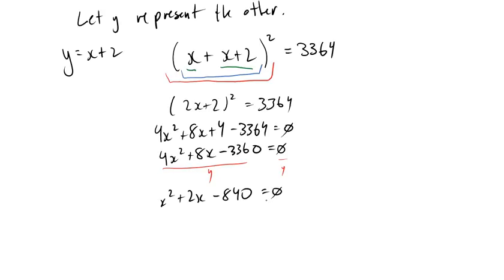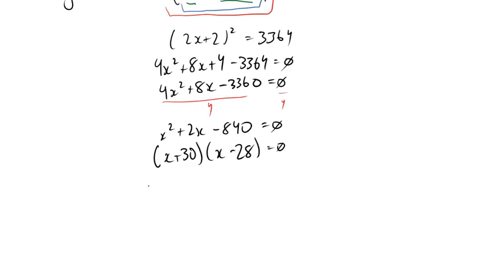The answer I got when I took the square root was 28.9, almost 29. So I kind of went down one and up one, and I got 28 and 30, and I multiplied those together, and that is 840. So this is going to be x plus 30 and x minus 28 equals 0. And as always, check that, make sure that it's correct. X equals negative 30. X equals positive 28.